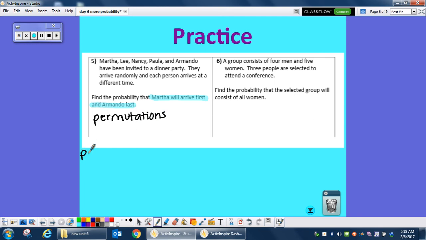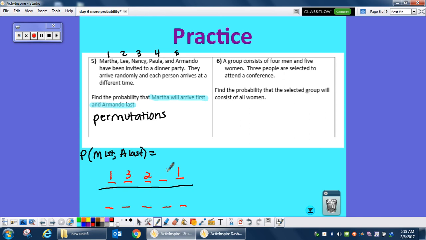So if you want to set this up, we would have Martha first, and then I'm just going to put him last in equals. All right, so we have 1, 2, 3, 4, 5. So again, here's my fraction bar, we're going to have 5 slots at the top for 5 people, and 5 slots at the bottom. All right, so if Martha needs to arrive first, that means we have 1 option for first, and Armando last, 1 option for last. And then you fill in the blanks, you have 3 left over, 2, and 1.